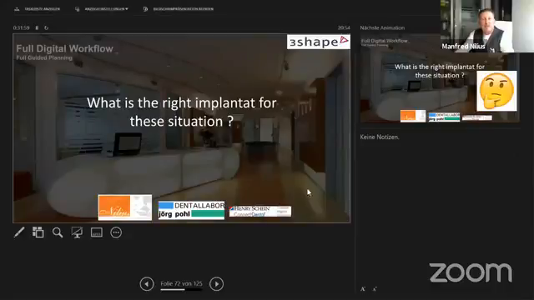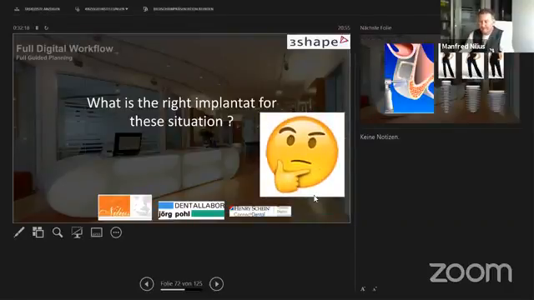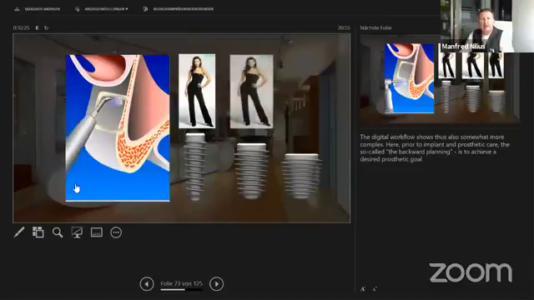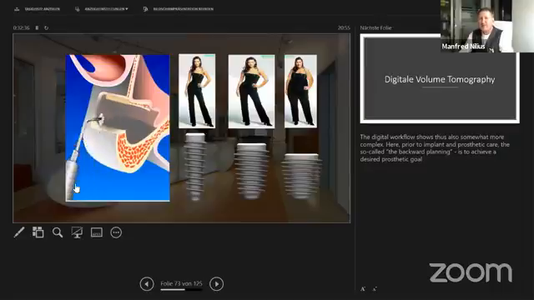But what is the right implantation for this situation? Who decides? Is it the company that is supporting you? Maybe it's the implant box you have in your operation theater. Or maybe it's better to have a sinus lifting procedure before. You have to decide which one of these nice implants you prefer. Is it the big fat one, or is it the small and thin lady? So it's up to you.